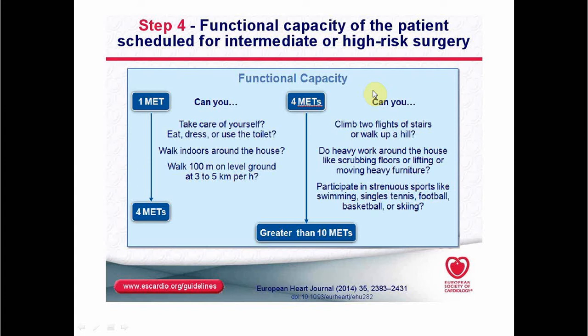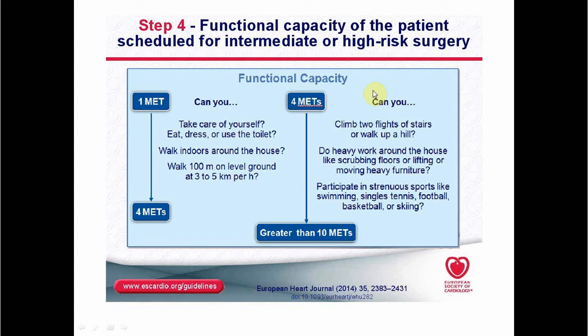How? Simply by asking the patient about some of his daily physical activities. And here is what is important for preoperative evaluation: the cutoff here is 4 METs. If the patient's functional capacity is less than 4 METs, then he has a poor functional capacity. But if the patient's functional capacity is 4 or more METs, then he has a good functional capacity.